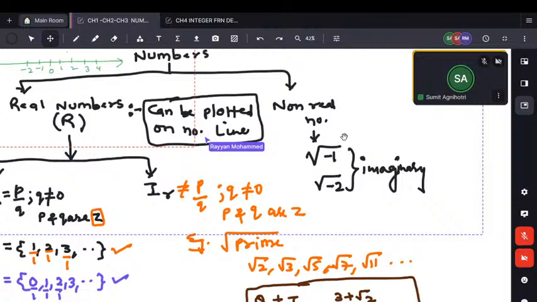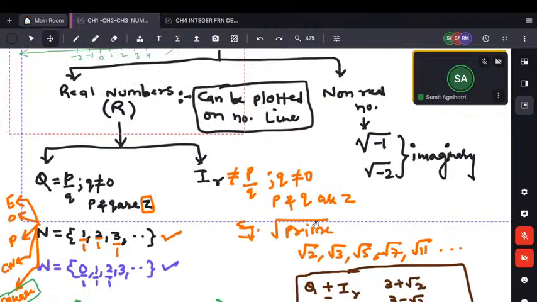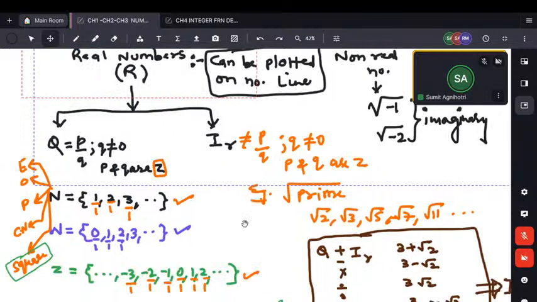For now, you are confined to real numbers and the study of real numbers. But in real numbers, there are a lot of things to study. Okay. What can you conclude for real numbers now? The first thing is real numbers can be plotted on a number line. The second thing is real numbers broadly include rational and irrational.